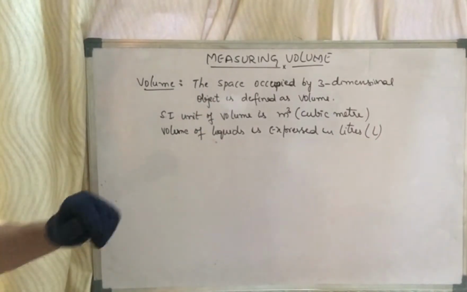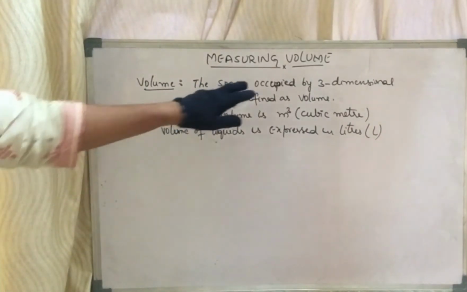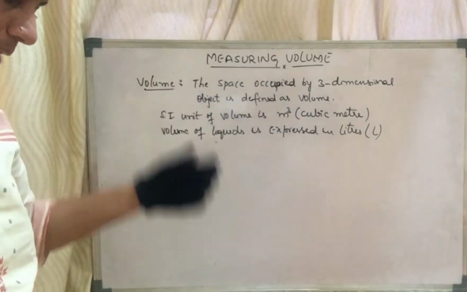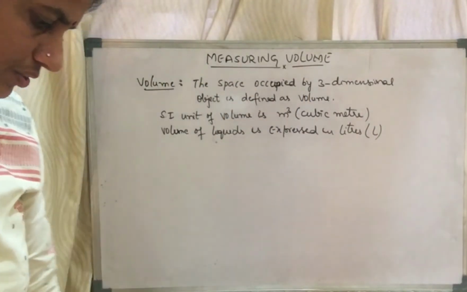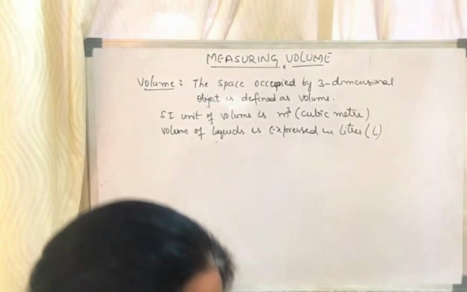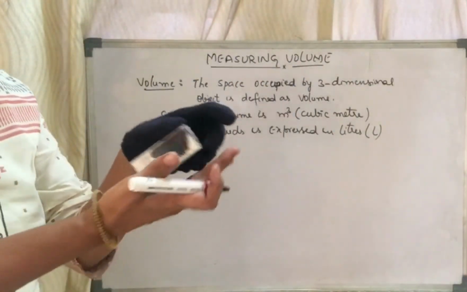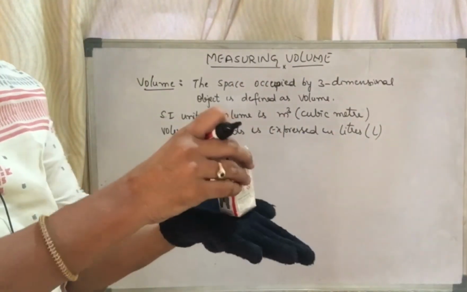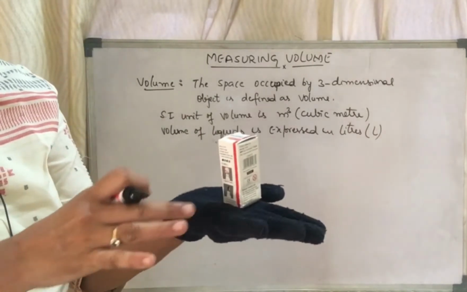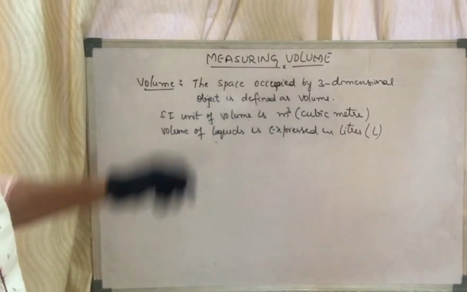Measuring volume. Let us define volume. The space occupied by a three-dimensional object. Suppose this is a three-dimensional object. The space occupied by this object is nothing but defined as the volume.